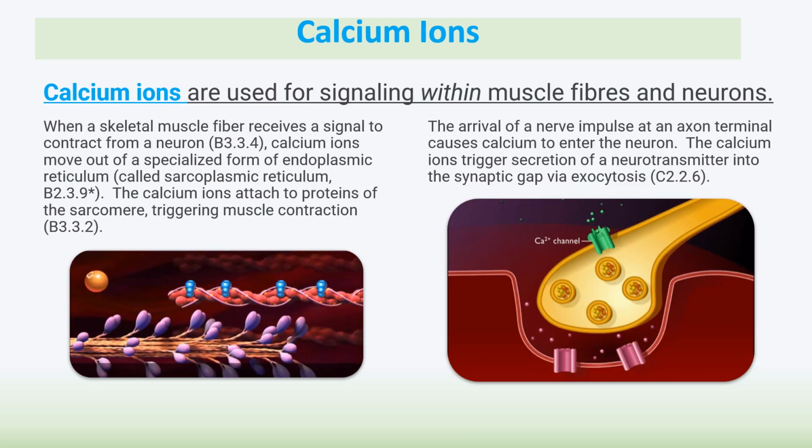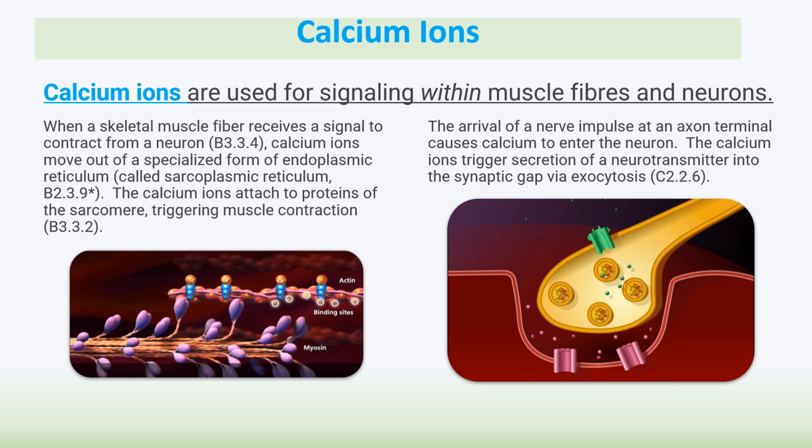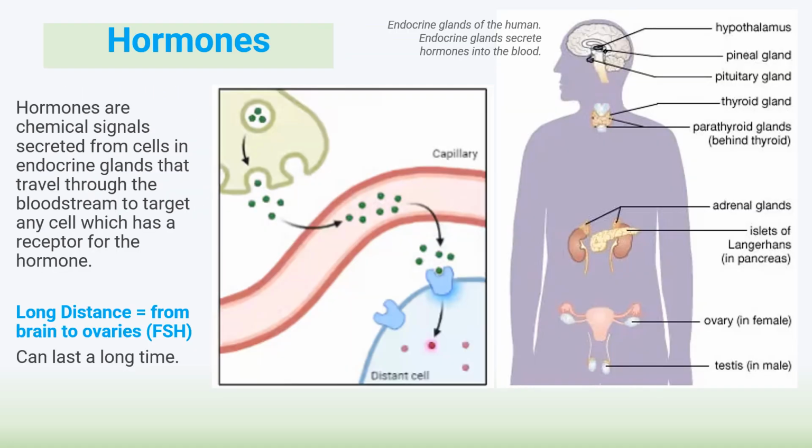And calcium ions are used, as hopefully you know, to bind to troponin, triggering the sliding filament theory in muscle contractions, and they enter the presynaptic bulb, triggering the release of vesicles with neurotransmitters in the synapse.